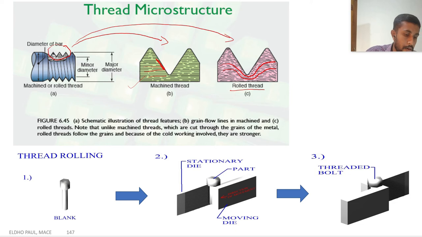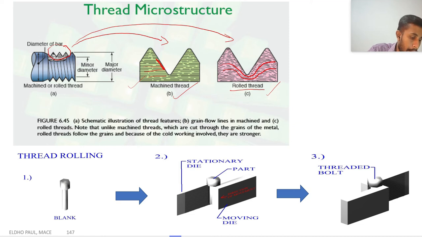And we already discussed the grain flow pattern. This is a cut grain flow structure, and this is the distorted or deformed grain structure. This type of deformed grain structure on thread rolled components will increase the strength of the component, but the cut thread grain structure may cause different types of fracture on the threaded fasteners.